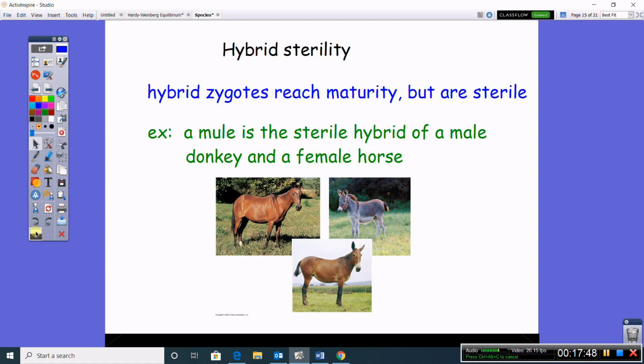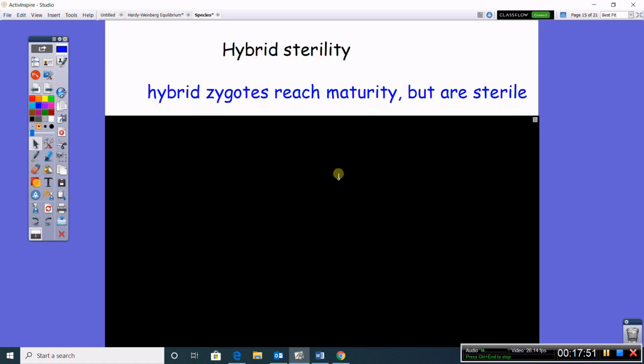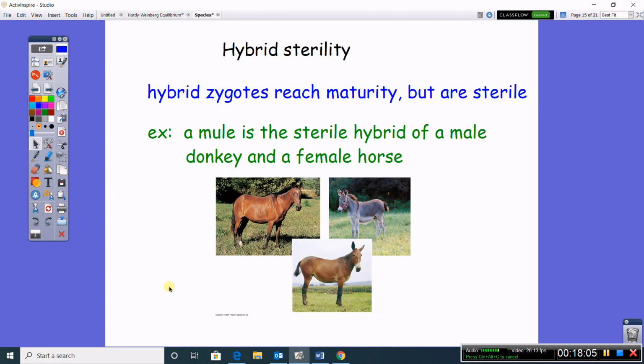Next we're going to look at hybrid sterility. Again, notice this is a postzygotic barrier since it starts with hybrid. Hybrid zygotes reach maturity but are sterile, which means they're not going to be able to produce offspring. The most famous example of that you should be aware of is a mule. A mule is the sterile hybrid of a male donkey and a female horse. I think if you switch that around and make it a female donkey and a male horse, it's called a hinny. Maybe called a hinny, I can't remember. But you need to know a mule.